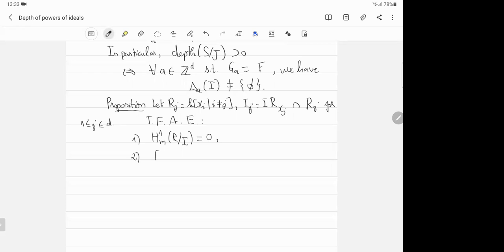Then this is equivalent to the following. The first local cohomology is 0 if and only if for every j from 1 to d, I_j has positive depth, and for all vectors with non-negative components, the degree complex is connected.